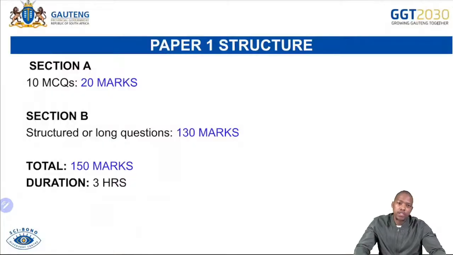Section B is structured or long questions that will be adding up to 130 marks. But if you do have the matching items on section A there for 8 marks, then it means section B will then be totaling 122 marks. Your grand total for the paper is 150, and the duration for paper 1 is 3 hours.